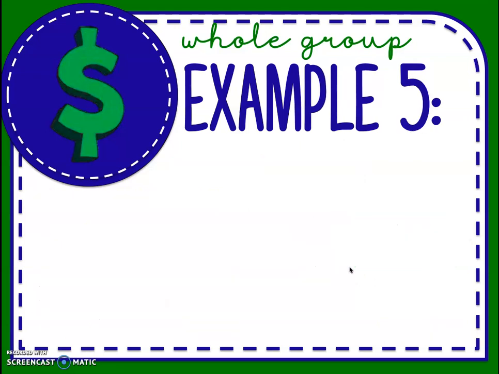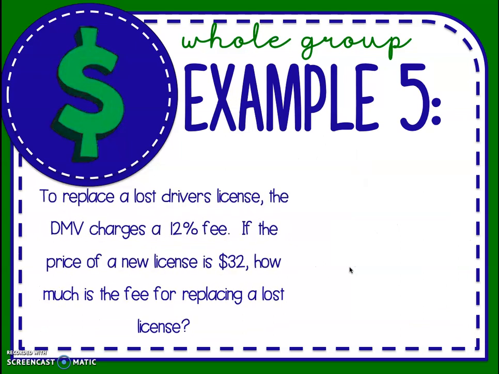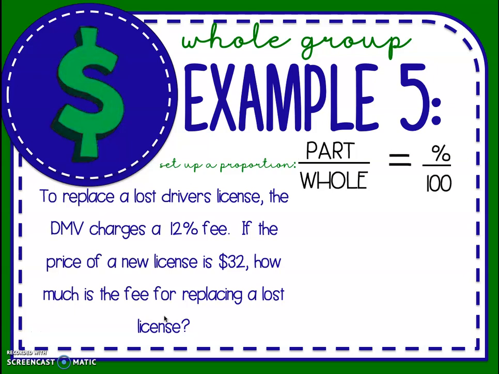All right, let's look at another example. It says to replace a lost driver's license, the DMV charges a 12% fee. If the price of a new license is $32, how much is the fee for replacing a lost license? So again, to figure out what the fee would be, we're going to set up a real world proportion. We're going to use part over whole is equal to a percent over 100.